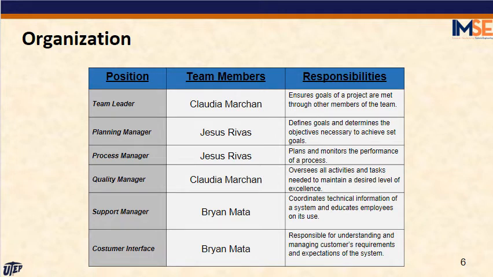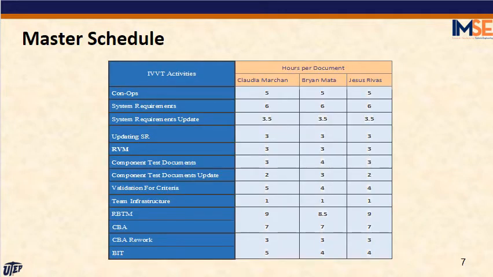Our master schedule. This shows the amount of time each member spent on the various sections involved in the IVVT activities process. As you can see, we have put a lot of time into our system documents, primarily with our requirements backward traceability matrix, as well as our cost-benefit analysis, which, based on our feedback, required extensive corrections due to misinterpretation of what the document actually is.